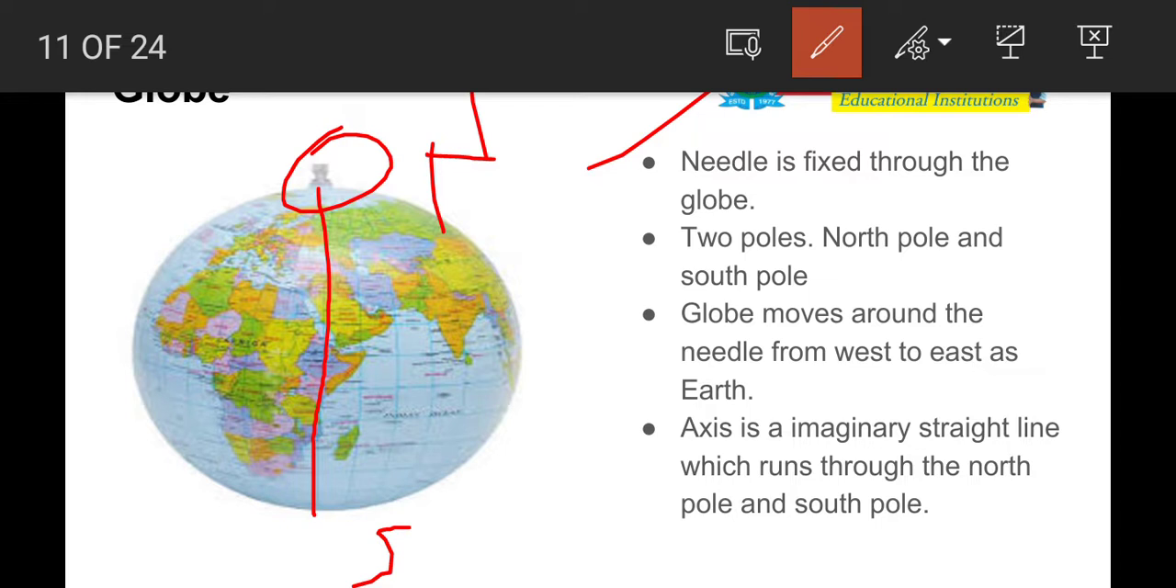So the Earth rotates from west to east, and the axis is an imaginary straight line which runs through the north to south pole. This is the axis, children. It runs from the north to south pole.